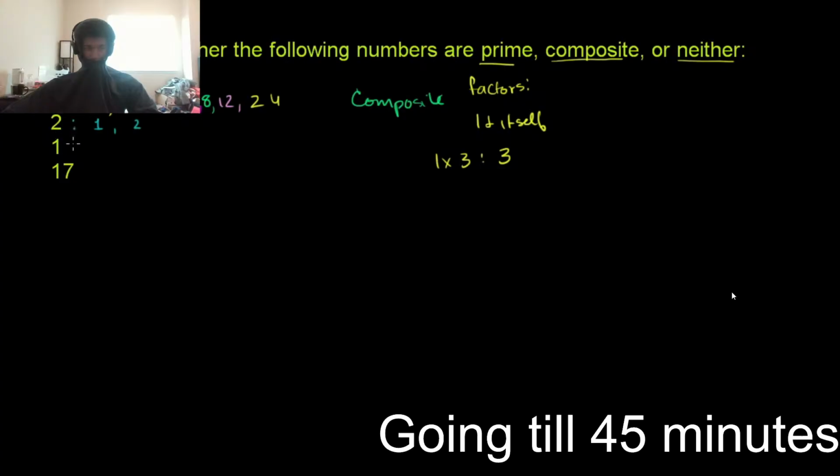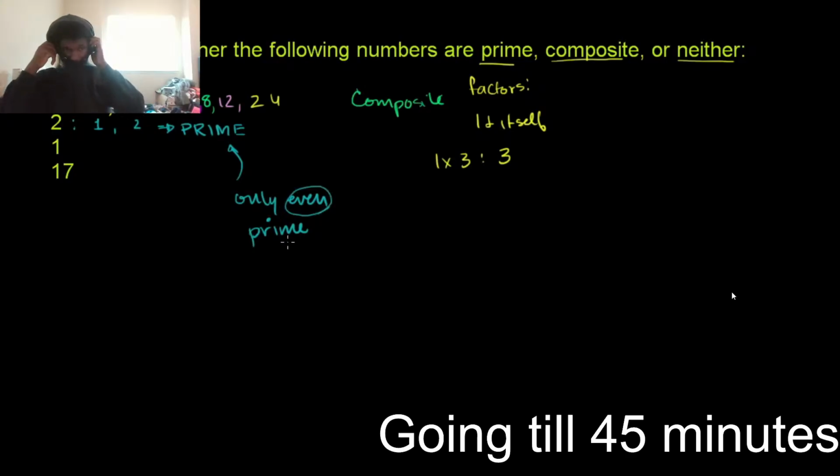And so it only has two factors, 1 and itself. And that's the definition of a prime number. So 2 is prime. And 2 is interesting because it is the only even prime number. And that might be common sense to you because by definition, an even number is divisible by 2.